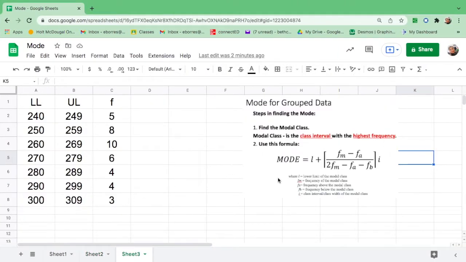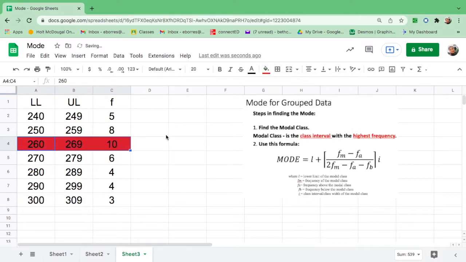So let's find the mode. Step 1, find the modal class. The modal class is the class interval with the highest frequency. If this is our frequency, the highest frequency is 10, and therefore the class interval is 260 to 269. Let's highlight that and let's name it modal class.